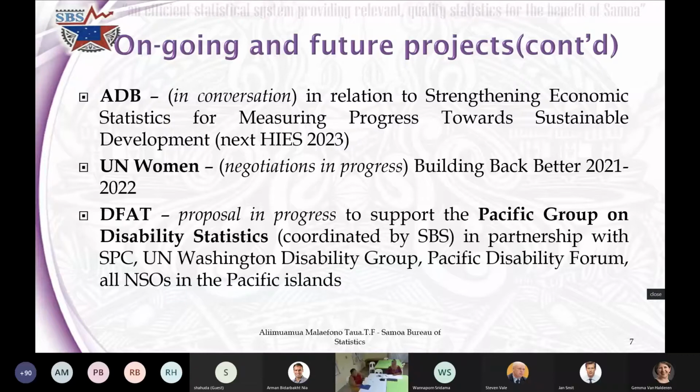Also in progress is our funding proposal to DFAT Australia to support our Pacific group on disability statistics. This is the new group that we put together last year, and we volunteered to coordinate this group for the Pacific in partnership with SPC, the Washington Group on Disability, the Pacific Disability Forum, and all our NSOs in the Pacific Islands are part of this group. We are coordinating this group, and we are having a meeting sometime tomorrow. So, moving forward, next one, please.